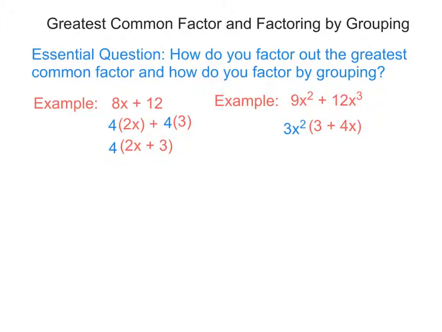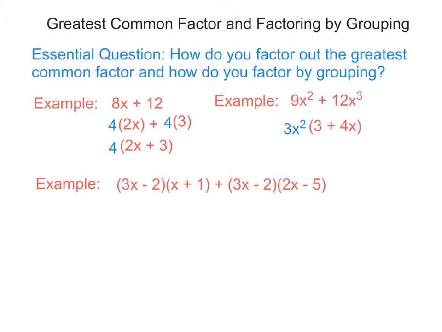Now you can always check to make sure that you factored correctly by simply going backwards and using the distributive property, multiplying this out. So if we look at this, we got 3x squared times 3. Well, that's 9x squared, which is what we had originally. Then we got 3x squared times 4x, which gives me 12x to the third, which is what we had originally. So therefore, we know that we have factored this correctly.